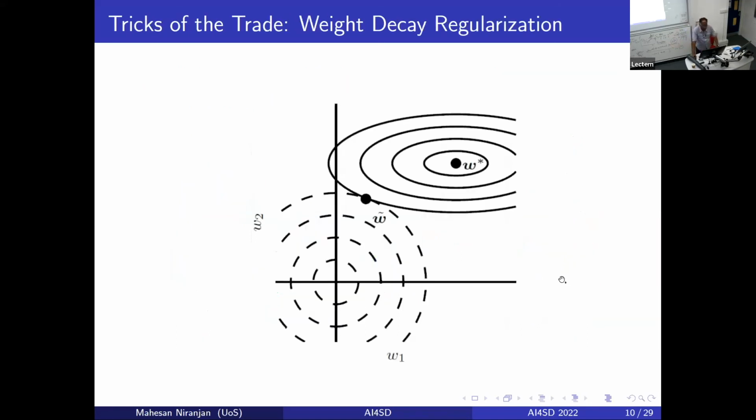So here's a whole bunch of tricks in the remaining 2 minutes. Weight decay regularization is something we do so that we stop the model from memorizing all the training data.